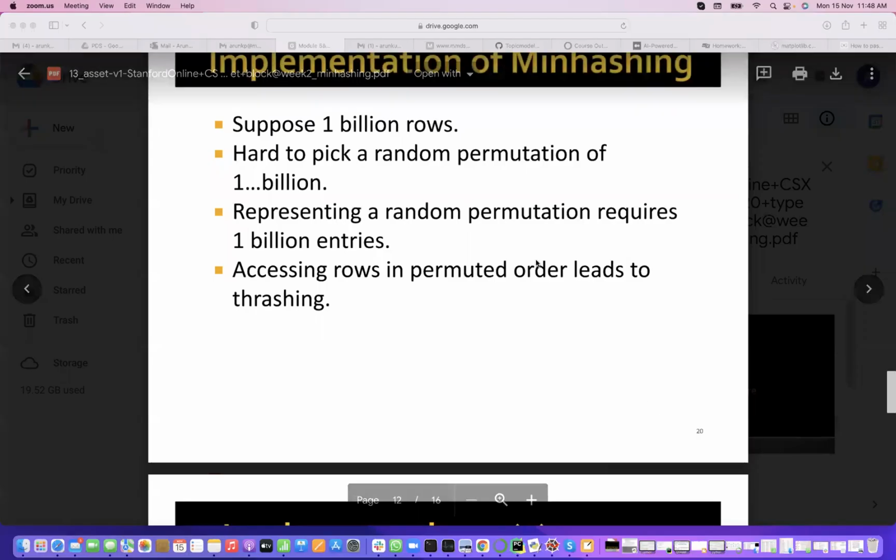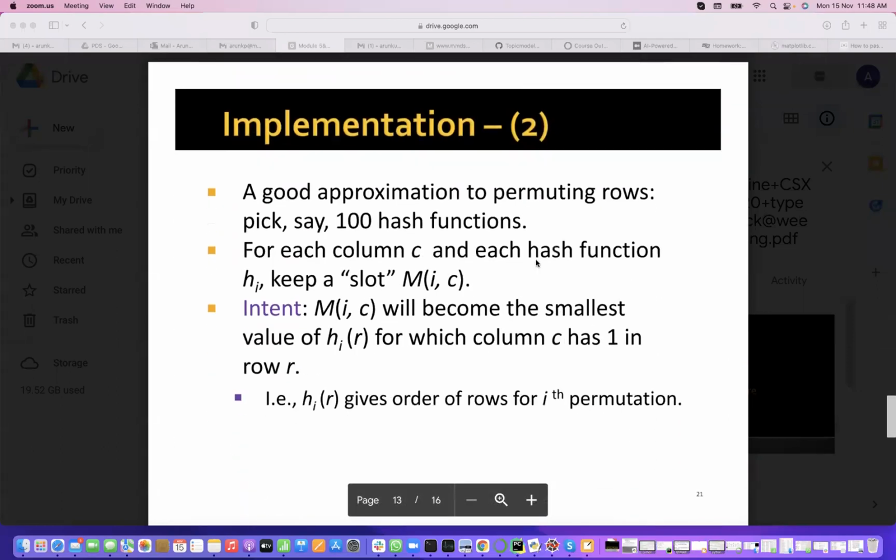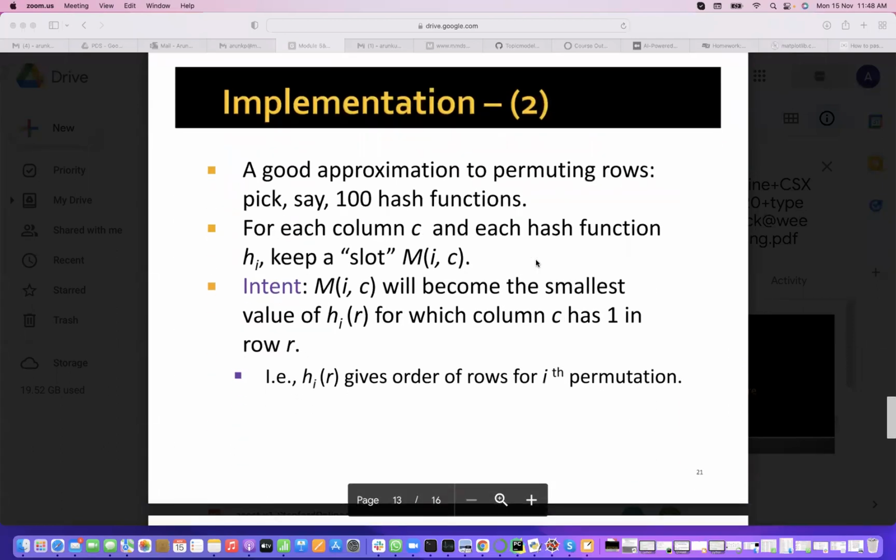Suppose 1 billion rows, it is hard to pick a random permutation of 1 billion. Representing a random permutation requires 1 billion entries. Accessing rows in permuted order leads to thrashing. So this is the problem which we have. That's why we will use a good approximation to permuting rows.